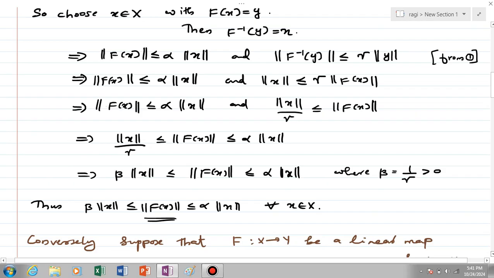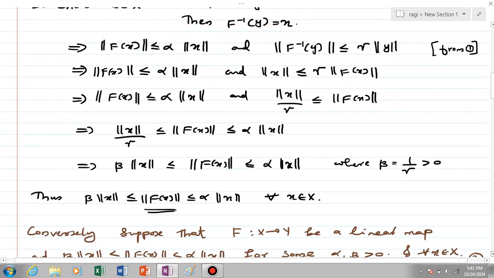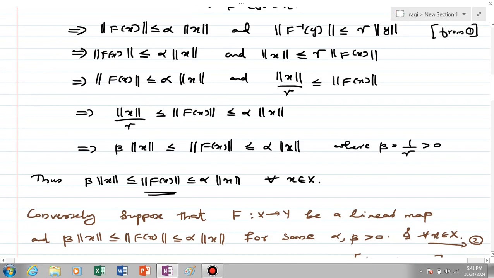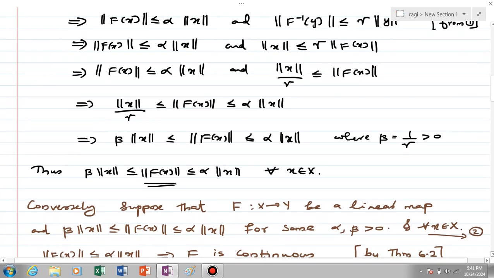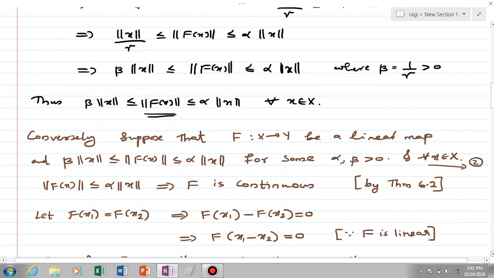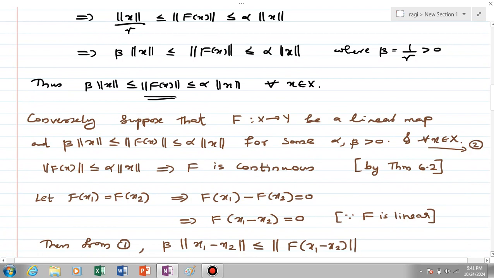So the necessary part is proved, and conversely we have to show, by supposing that F is a linear map satisfying this condition, that F is a homeomorphism. So conversely, suppose that F from X to Y is a linear map and beta times norm x less than or equal to norm F of x less than or equal to alpha times norm x for some alpha and beta positive, and for all x element of X, let it be equation number 2. And from this inequality, norm F of x less than or equal to alpha times norm x, this implies F is continuous by Theorem 6.2 again.